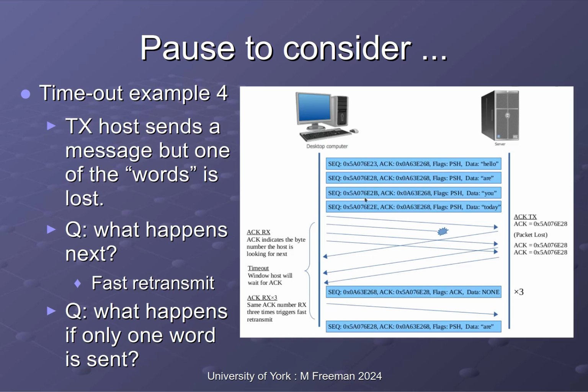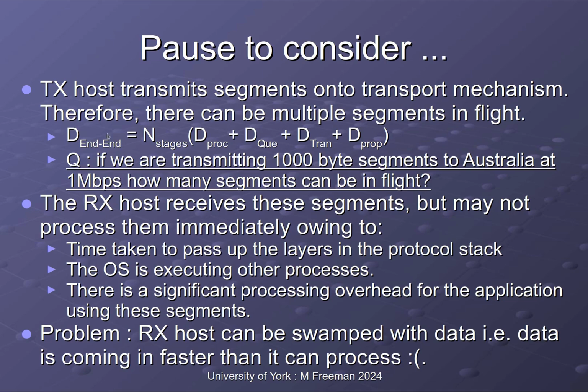So if you go back to the previous one here, you can see the client is not waiting for an ACK to come back before it transmits the next segment. So what that means is that you can have multiple packets in flight before you know if the server has received them. We know the end-to-end delay, the latency between two hosts on a network, is given by the number of hops, number of stages, and each stage is the processing delay, queuing delay, transmission delay, and propagation delay.